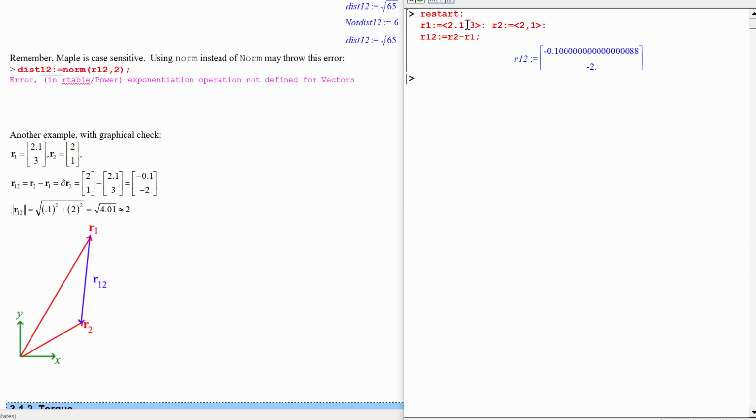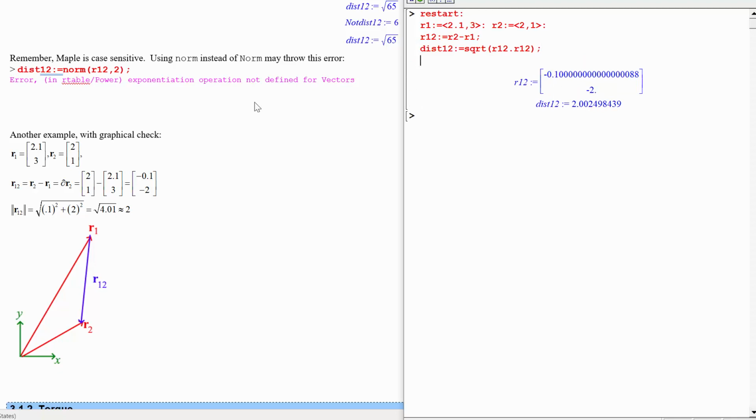You can see because we had a decimal, it turned Maple into floating point math there, and now we've got, by taking 2.1 minus 2, according to the computer, just slightly less than negative 0.1. Interesting. So there's some round off error for you. Okay, let's check the magnitude of this. Dist12 should equal the root of R12 dotted with itself. And yeah, almost 2, just slightly more than it.